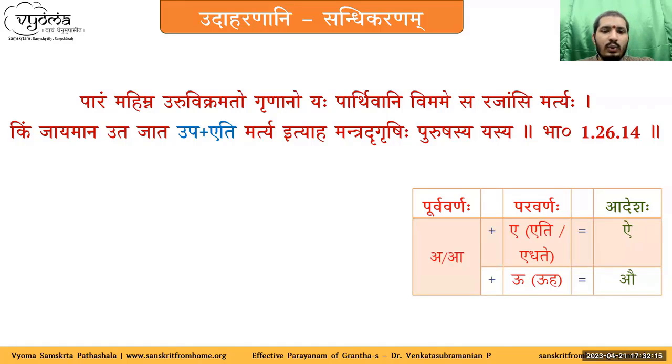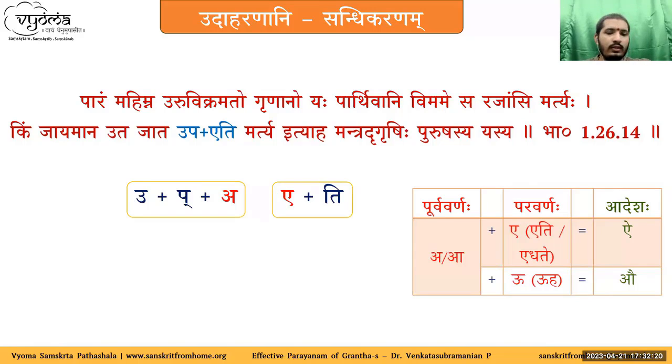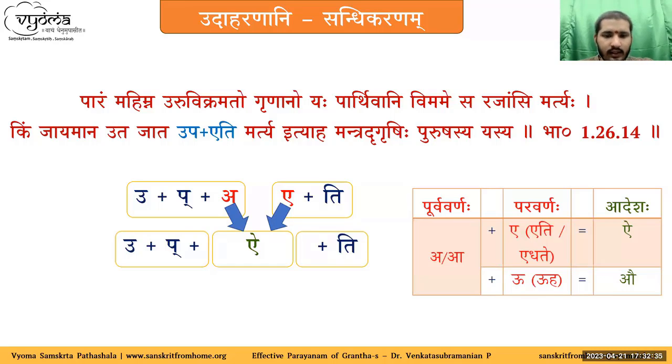So here we see upa eti is present. So how do we join this? On the left hand side we have akara, on the right hand side we have ekara of eti. So in place of these two letters we get the adesha ai. So we get upaiti as the form. Remember, this is an exception for pararupa. Once we see the pararupa, you'll get to know the pararupa rules are also similar, but still this rule overrules pararupa and we get vriddhi adesha, that is aikara as adesha.